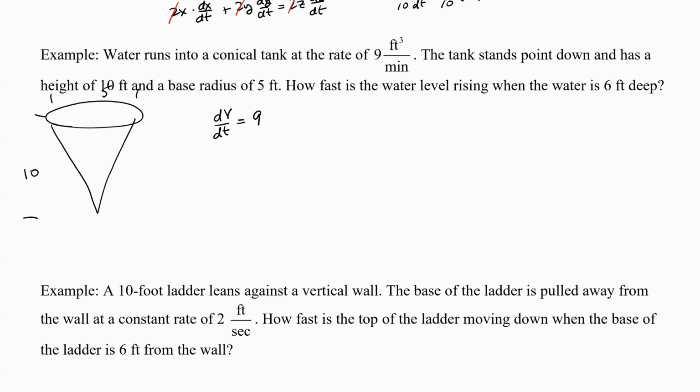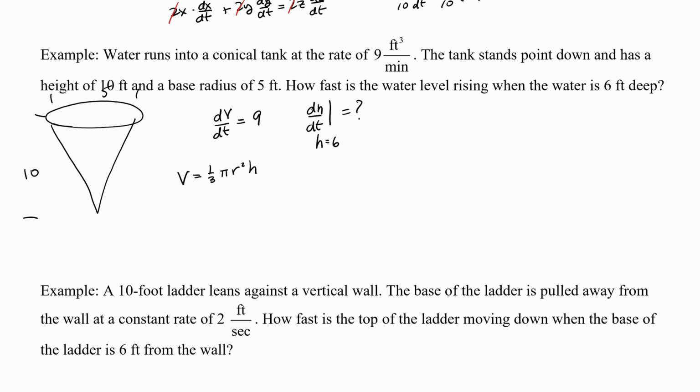How fast is the level rising? What is the rate of change in height with respect to t when h is 6? That's our question mark. So we've got a V, we've got an H. Our trick is going to be to find a relationship between V and H. Well, we know the volume of a cone, 1/3 pi r squared h. I have a V, I have an H. It'd be nice if I could get rid of that r.